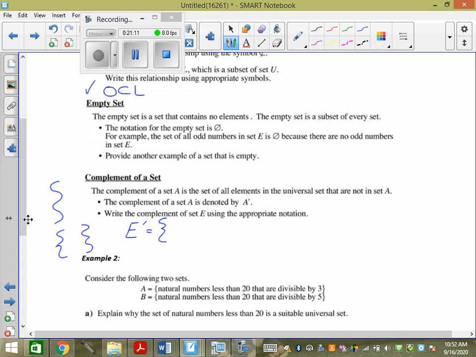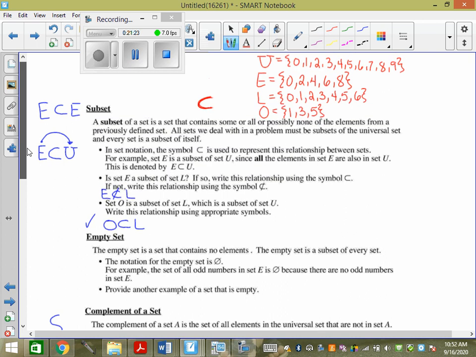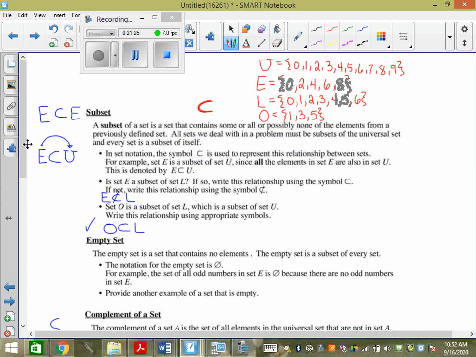So we want to say what's not in E but is in the universal set. That's what E complement means. So our universal set was the numbers 0 to 9. We agree? Yes. And in E we have 0, 2, 4, 6, and 8. They're all in there. So what's not in E? Oh. 1, 3, 5, 7, 9.